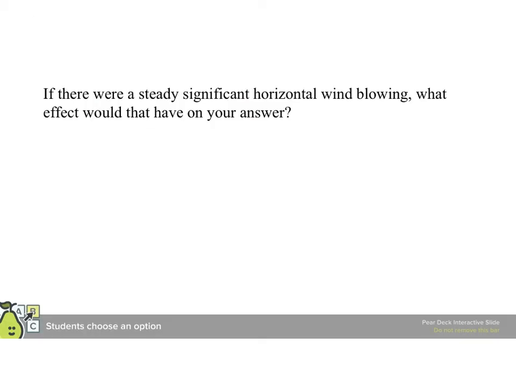Now, if there were a steady and significant horizontal wind blowing, what effect would that have on your answer? So when you think about that for a second, that would change our free body diagram, of course. Now it would look like this. We'd still have his weight pulling down, but then we'd have some force from the wind pushing him over that way, which means that in fact the whip would have to point at some angle.